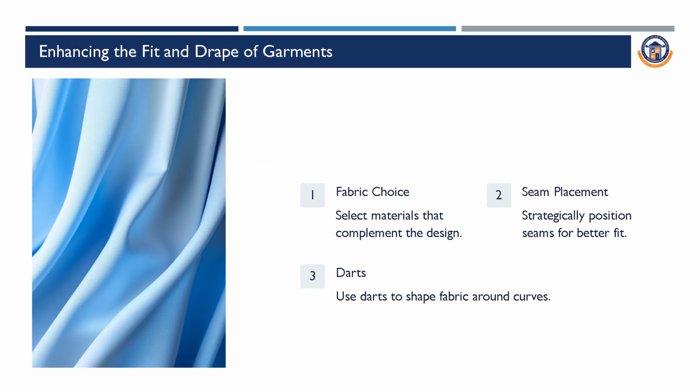Enhancing the fit and drape of a garment, three facts to improve it. One is the fabric choice, seam placement and dart. Fabric choice: soft fabric enhances flow while stiff fabric adds structure. Seam placement: strategic seams help to contour the garment to the body. Darts are used to shape the fabric around the curves for a better fitting of the designs on the body.